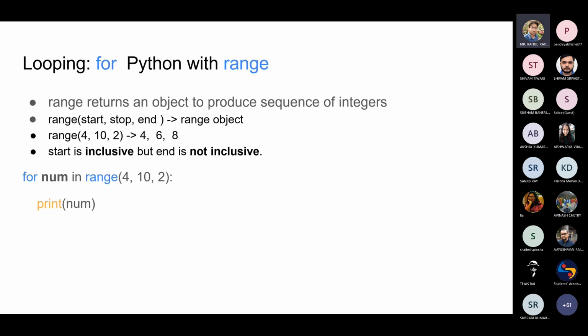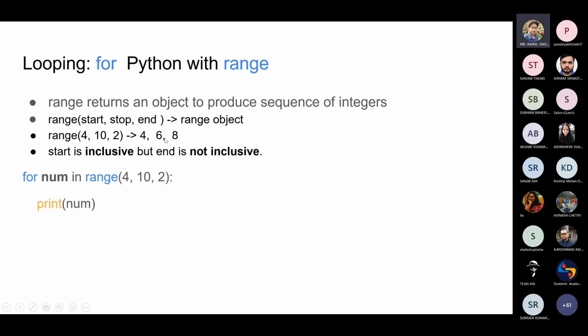We can also use the range function with a for loop. The range function returns an object to produce a sequence of integers. Its basic structure takes three arguments: start, stop, end. Those who have done MATLAB programming have seen range functions in a similar way. Suppose range 4, 10, 2. It will return a range of integers starting from 4 up to 10 with a gap of 2.